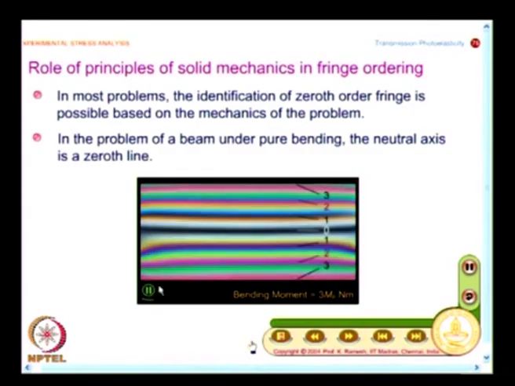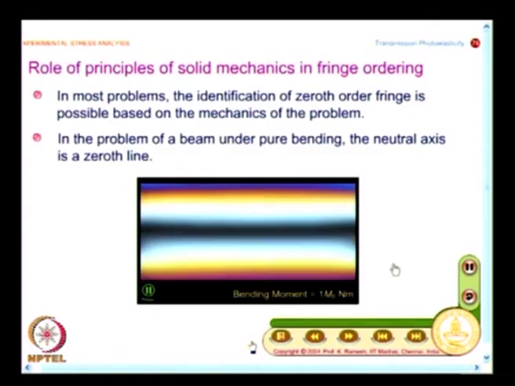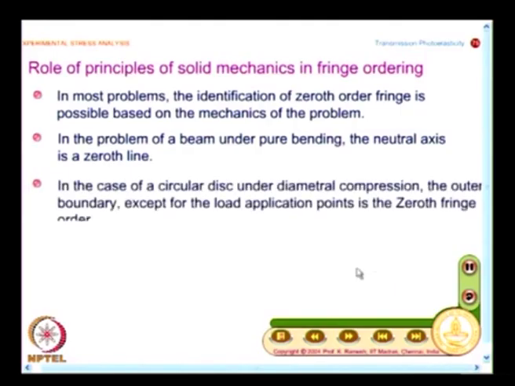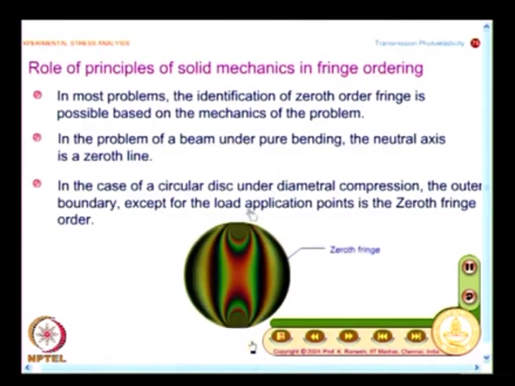And what have we seen in the other case? We also looked at circular disc under diametral compression. It is again a special case, except the load application points, you have the outer boundary as zeroth fringe order. That is again a special case. Do not confuse the special case with a general rule.